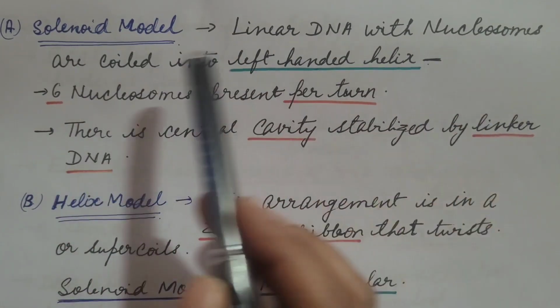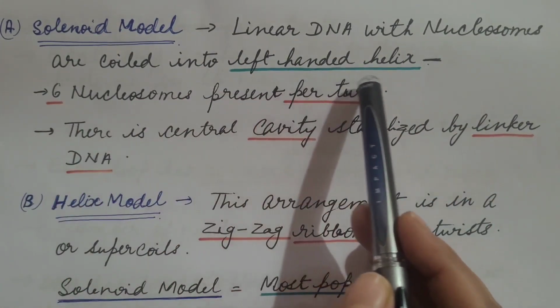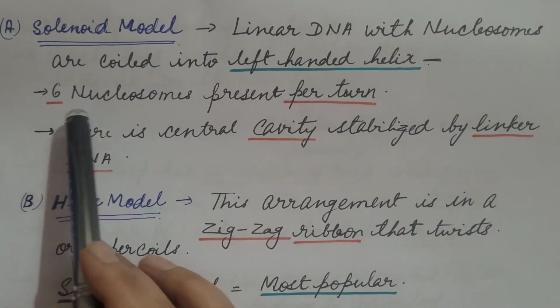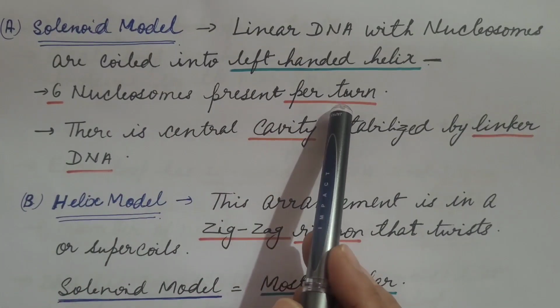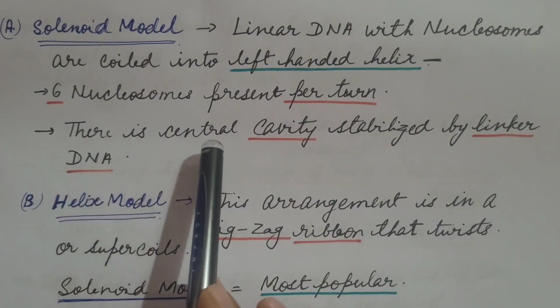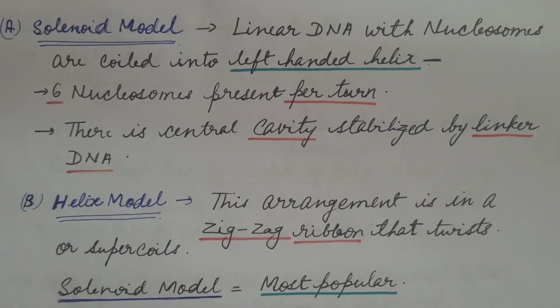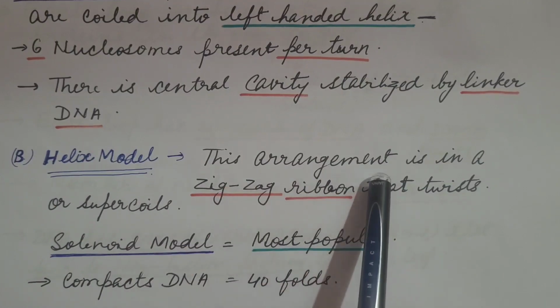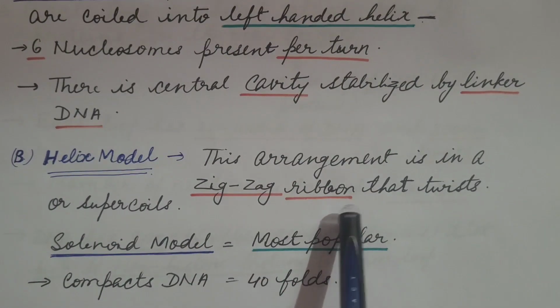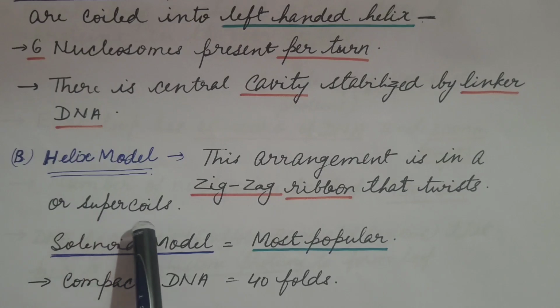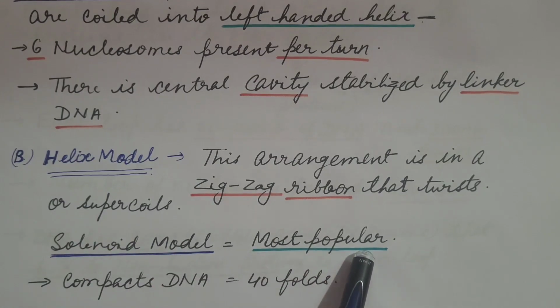Linear DNA with nucleosomes is coiled into a left-handed helix. Six nucleosomes are present per turn. There is a central cavity that is stabilized by linker DNA. In the other model, the helix arrangement is a zigzag ribbon that twists or supercoils. The solenoid model is the most popular or most accepted model. It compacts DNA 40 folds, or 40 times.